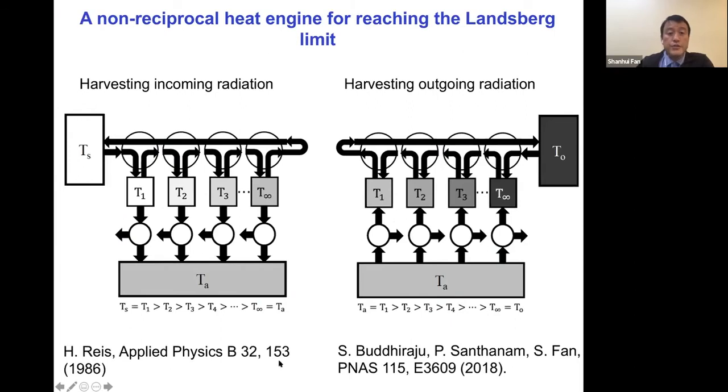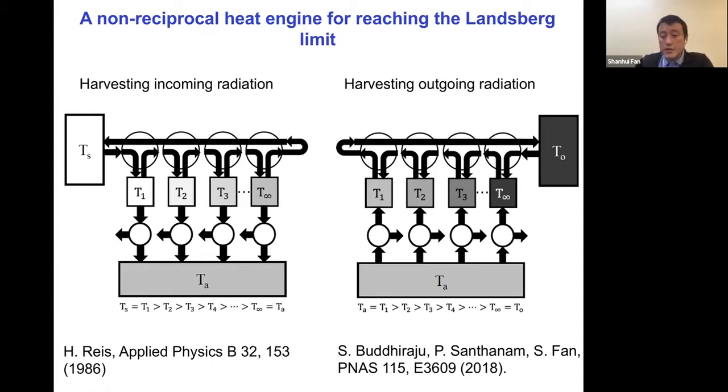And to reach such a Landsberg limit, in the case of incoming radiation harvesting, you start with the thermophotovoltaic setup, but the absorber, when it emits, instead of emitting back to the sun, emits into a non-reciprocal element to allow you to reuse the emission for further energy harvesting. And similarly, by reverting some of the arrows here, one can construct a heat engine that can harvest the outgoing thermal radiation at the Landsberg limit to get all the exergy out from the outgoing thermal radiation.